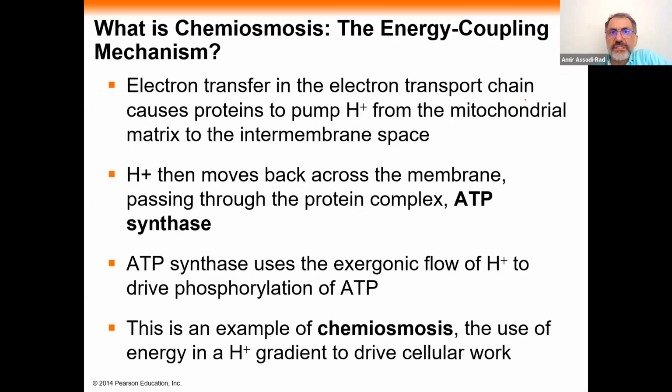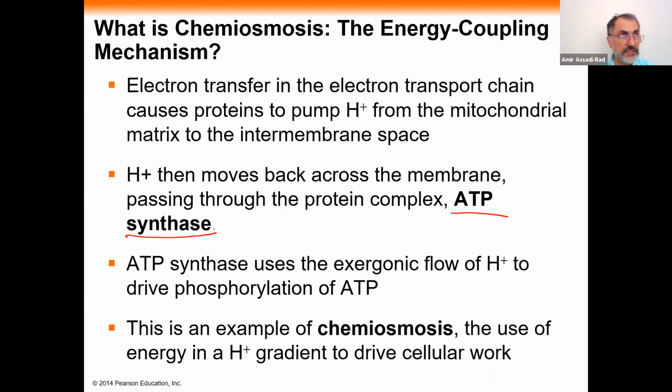What is chemoosmosis? Very important concept. You should know that. You know the term osmosis; we talked about it. In this case, chemoosmosis is where the hydrogen ions go from high concentration to low concentration. Electron transport in the electron transport chain causes proteins to pump hydrogens from the mitochondrial matrix into the intermembrane space. Hydrogen ions then move back across the membrane, passing through the protein complex called ATP synthase.